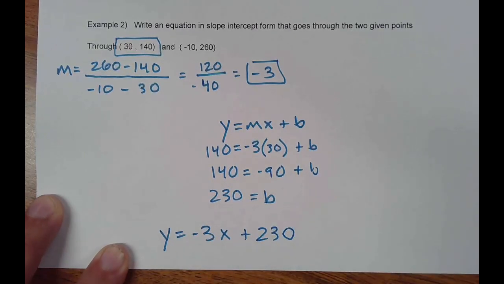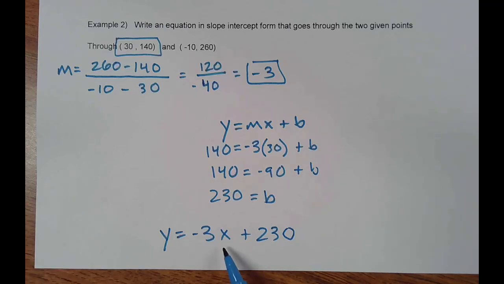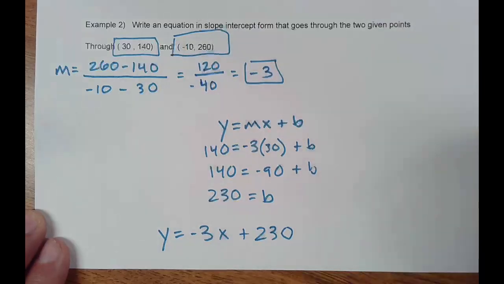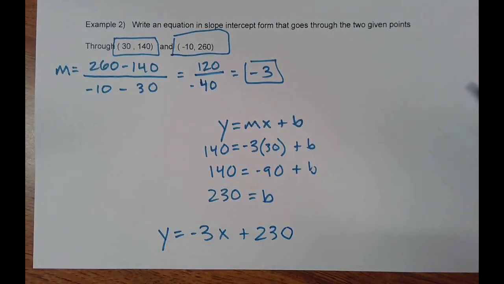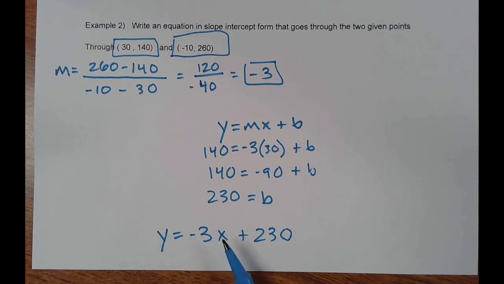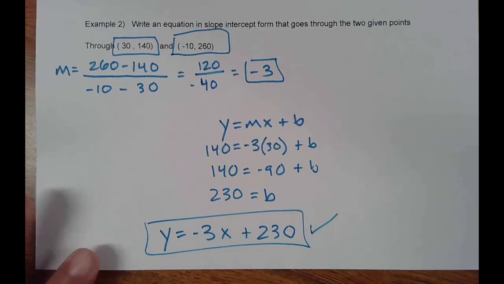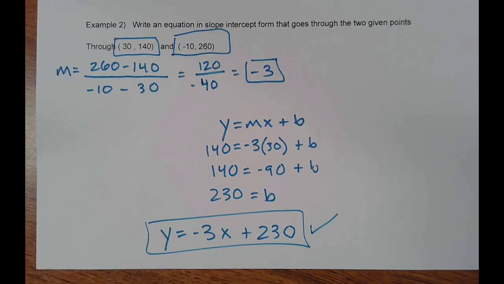I'm going to check a point. Now I'm going to check the other point. It's a good habit to have. Negative 3 times negative 10 is 30. 30 plus 230 is 260. So I box and check. And that's how we can write linear equations based on specific information such as 2 points or a point and a slope.